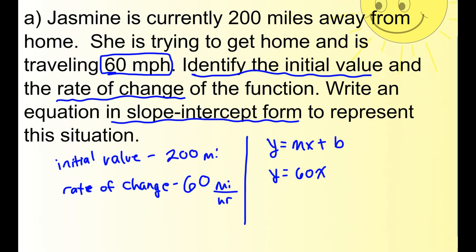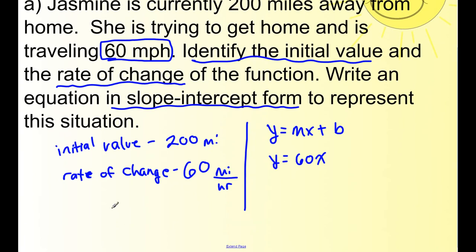If we would graph this situation, I would have a graph that looks like this. She starts here at 200 miles away from home, and she's driving home at 60 miles an hour. This is her distance, this is her time. So she starts 200 miles away from home at the beginning of the problem, and after some amount of time, way down here, she gets home. Okay, so the initial value of the problem was 200.